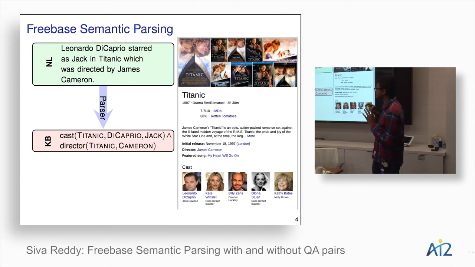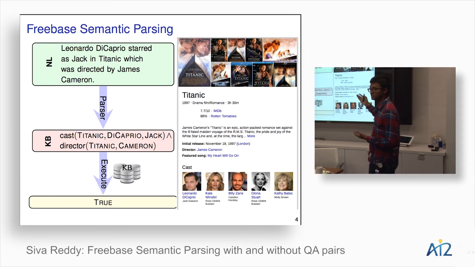The goal is to convert such a sentence into a grounded representation. Here, that grounded representation is a Freebase language, which has different predicates than natural language. So you're saying cast of Titanic is DiCaprio and he acted as Jack. You have a predicate which takes three arguments and another predicate which takes two arguments. When you execute this statement on Freebase, you end up with a truth value because this statement is true. But if you give something that's false, and you build this logical form and execute it on Freebase, you get false.